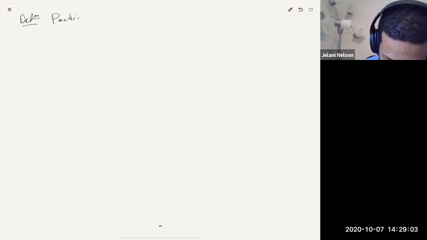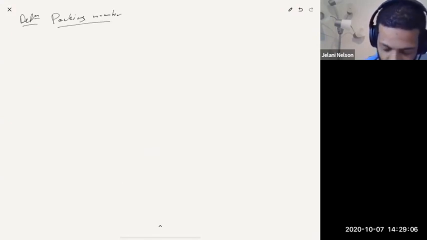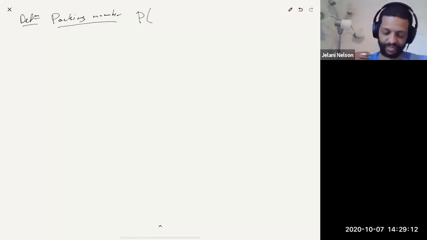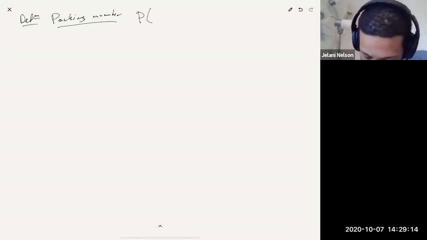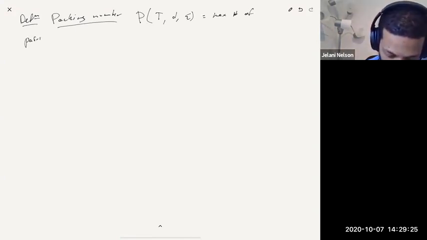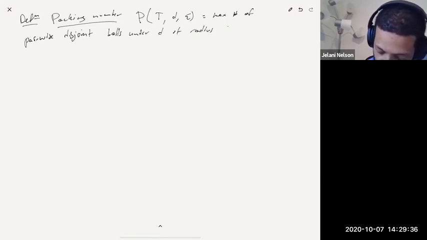The packing number, let's call it P of (T, D, epsilon), is the maximum number of pairwise disjoint balls under the metric D of radius epsilon that we can pack in T.